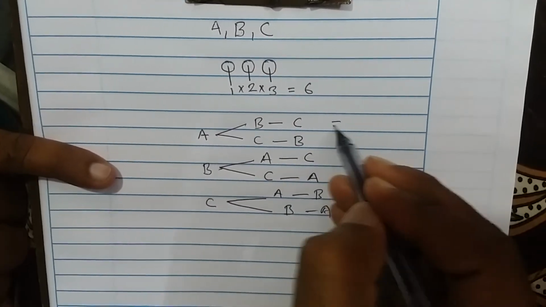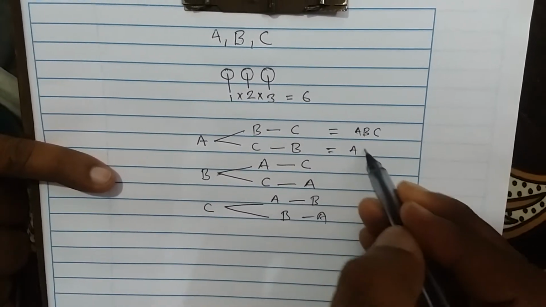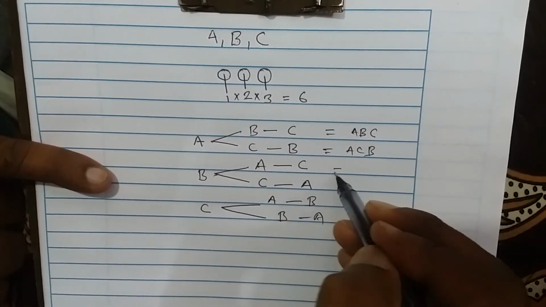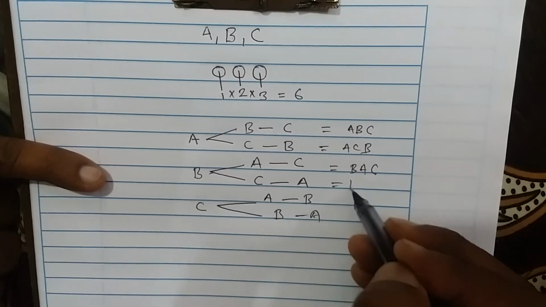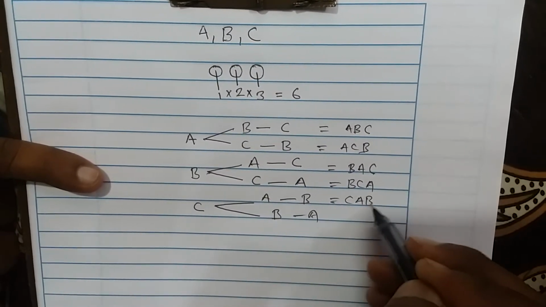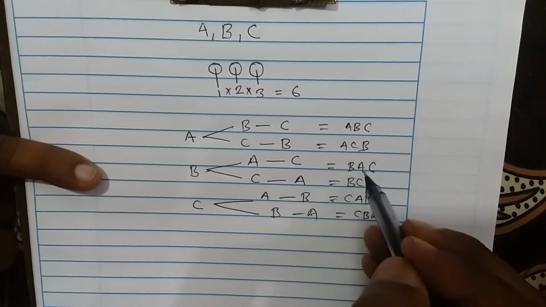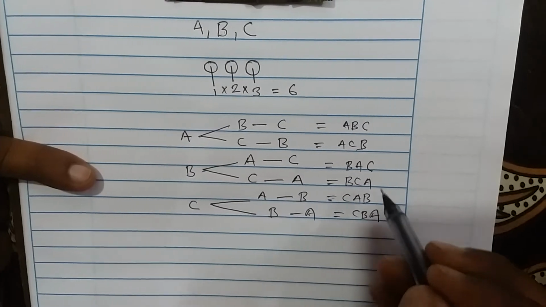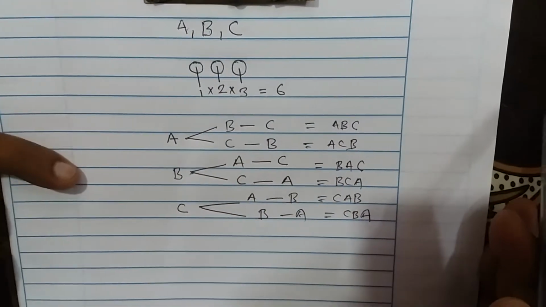So the first word is ABC. The second word is ACB. The third word is BAC. The fourth is BCA. The fifth is CAB. And the last one is CBA. These are the first, second, third, fourth, fifth and sixth words that can be made using alphabets A, B and C.